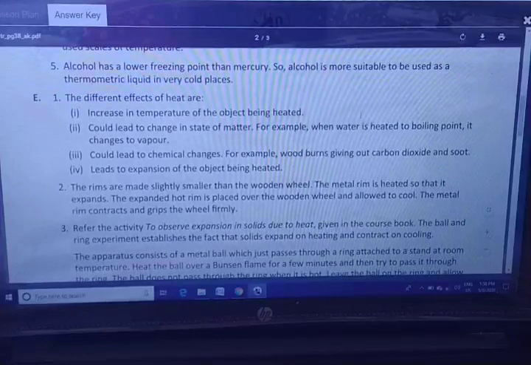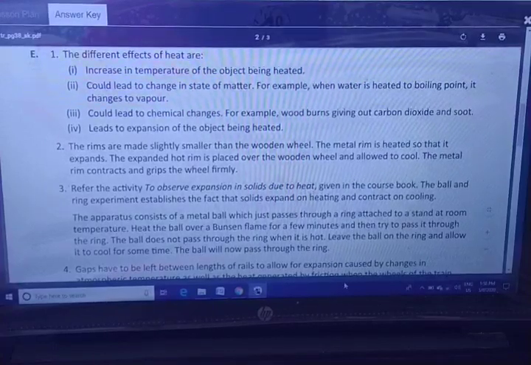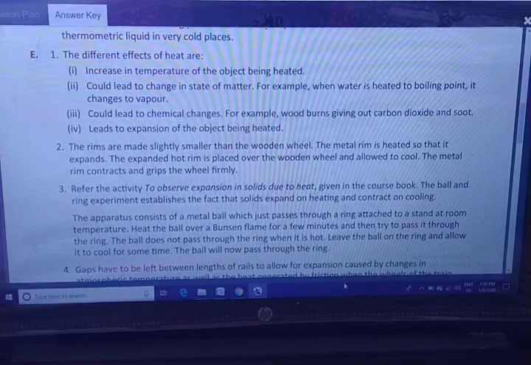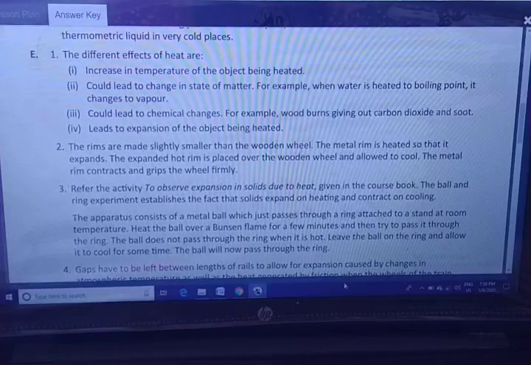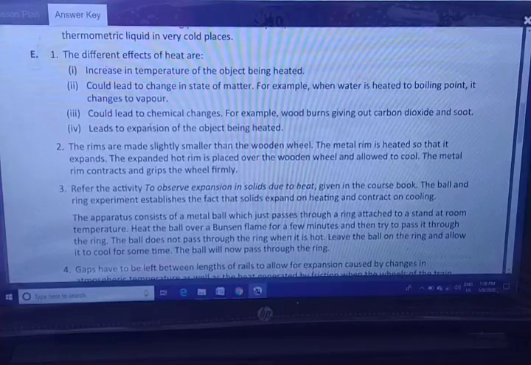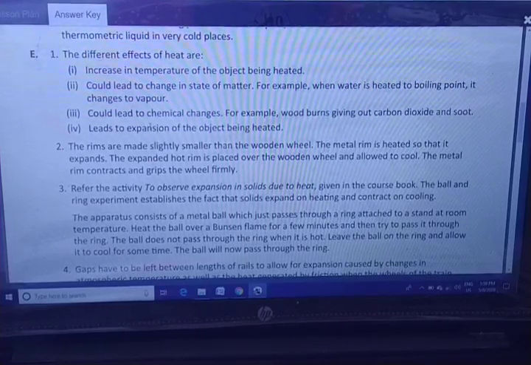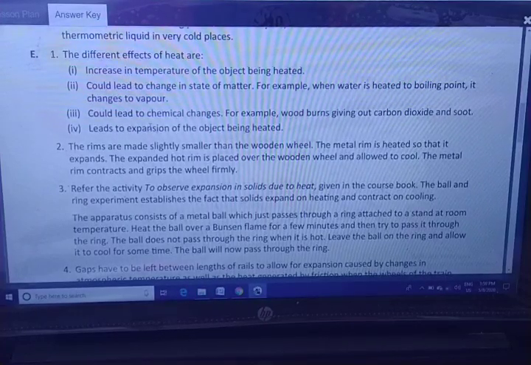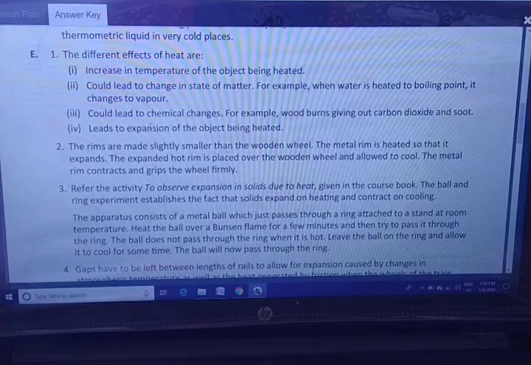You can see the E1. So here is the first long question answer, right? Long question was, discuss the effects of heat. So what you will do, the different effects of heat are increase in temperature of the objects being heated. Could lead to change in state of matter. For example, when water is heated to boiling point, it changes to vapor. Could lead to chemical changes. For example, wood burns giving out carbon dioxide and soot. Leads to expansion of the objects being heated. So these are the different effects of heat.